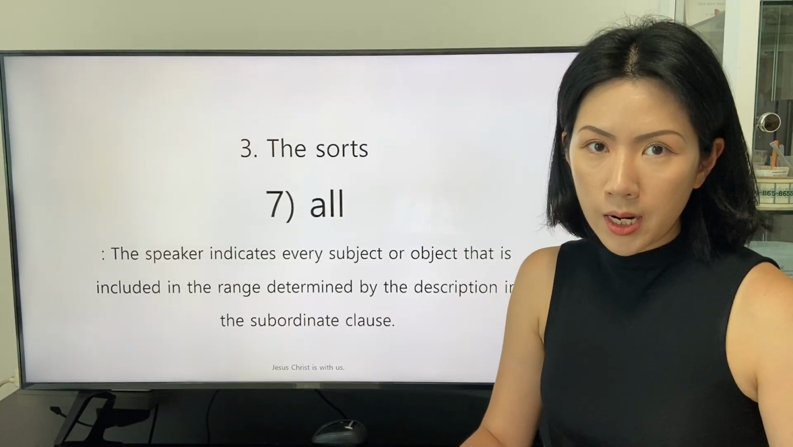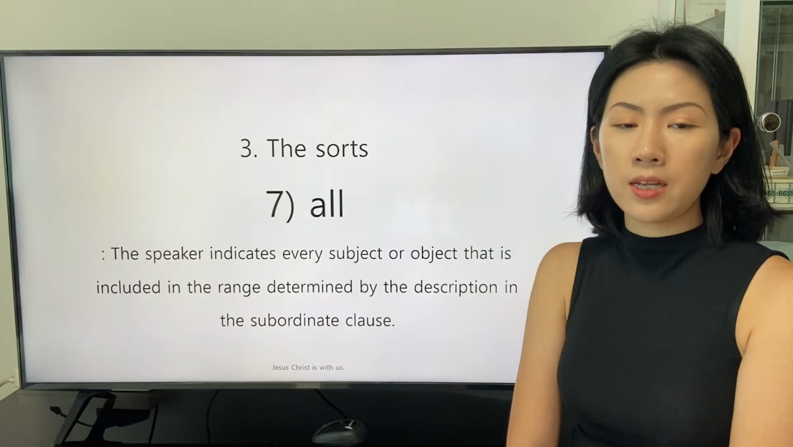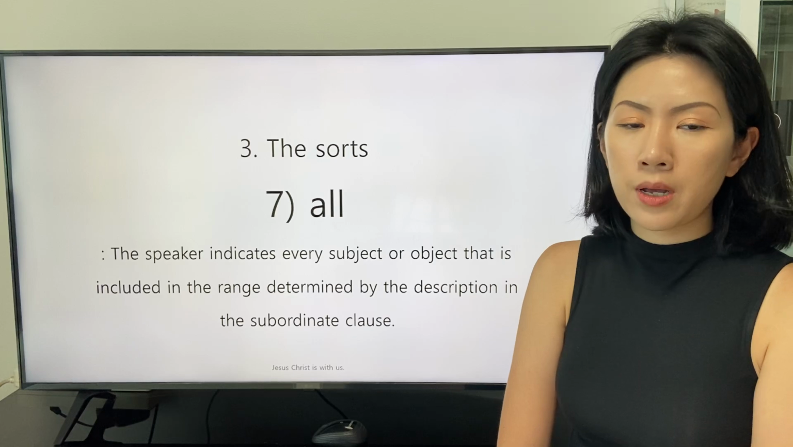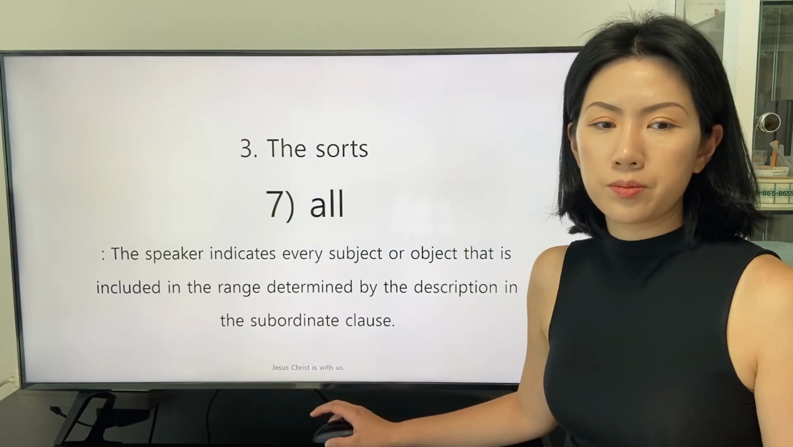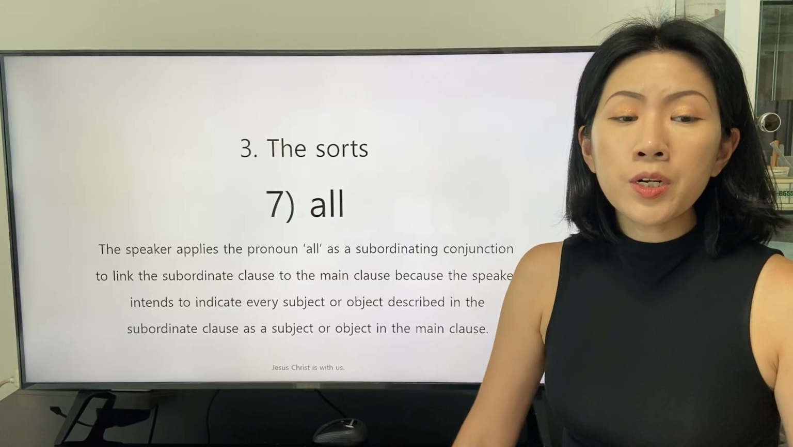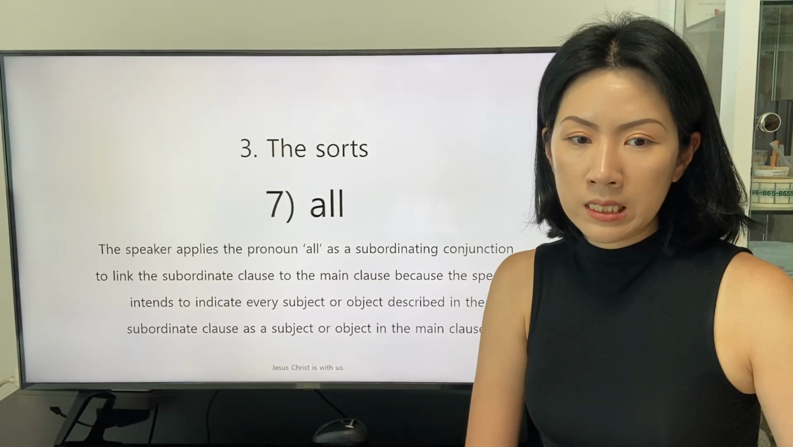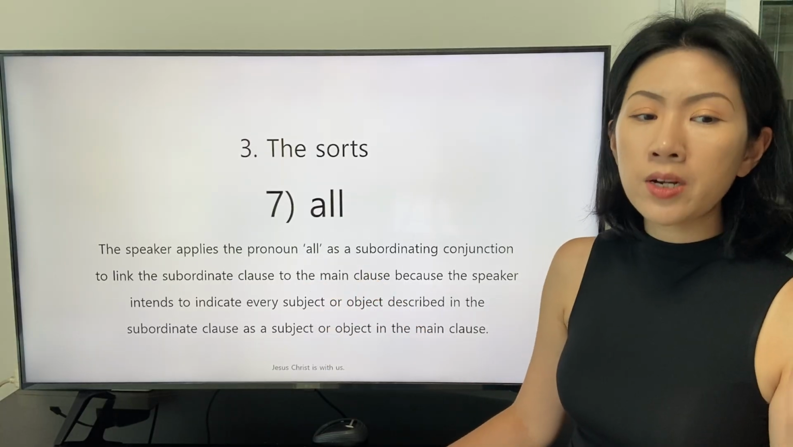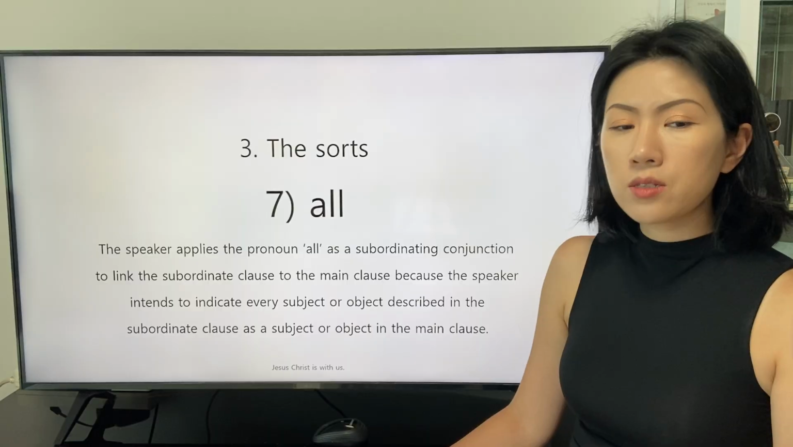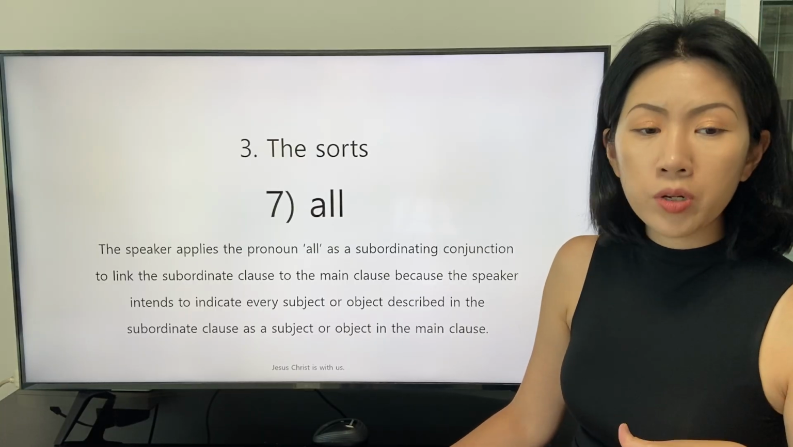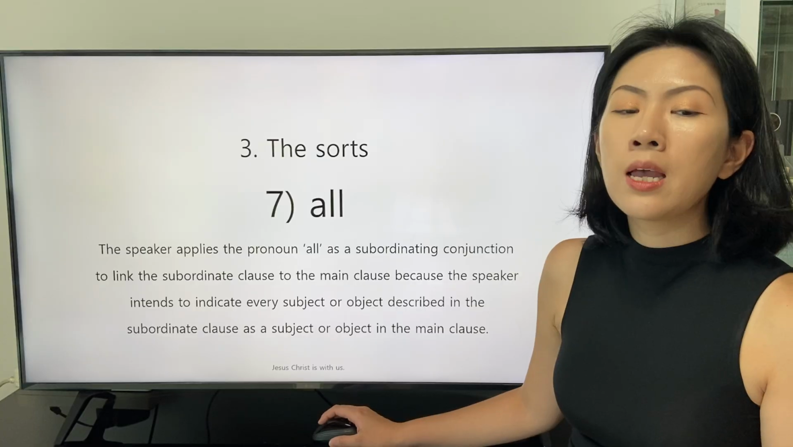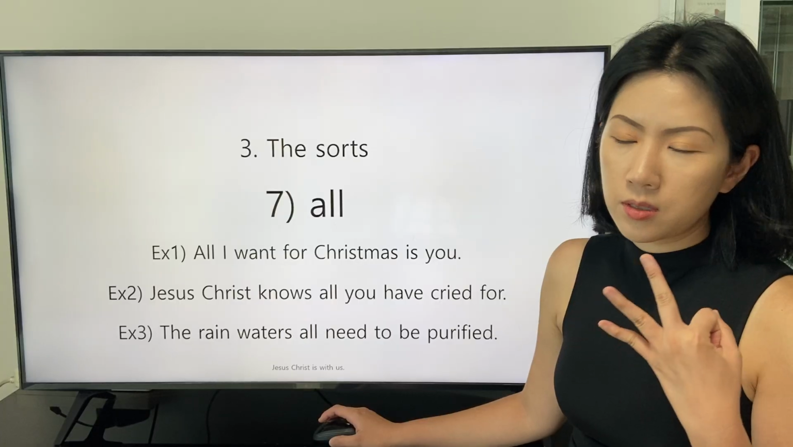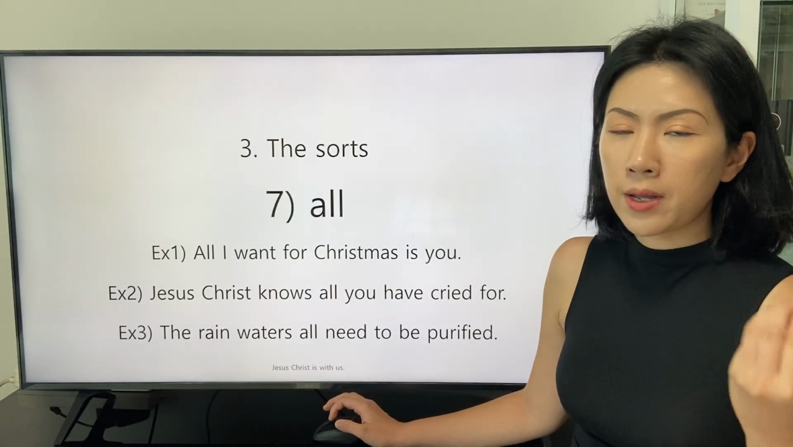Let's read the explanation together. The speaker indicates every subject or object that is included in the range determined by the description in the subordinate clause. The speaker applies the pronoun all as a subordinating conjunction to link the subordinate clause to the main clause because the speaker intends to indicate every subject or object described in the subordinate clause as a subject or object in the main clause. There are 3 examples to learn about the pronoun all.